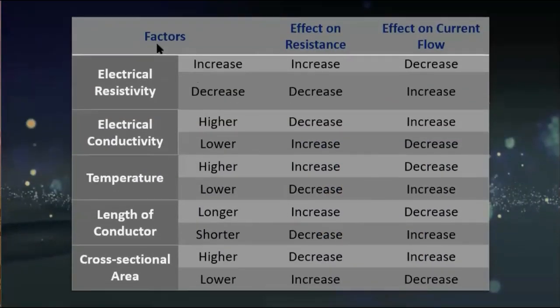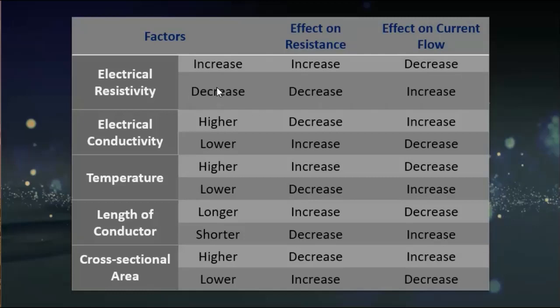And we have here another factor that will affect resistance and current flow. Electrical resistivity and electrical conductivity. It is a fundamental property of a material that quantifies how strongly it resists or conducts electric current. Good conductor, that means low resistance. Bad conductor, that means high resistance. Observe the pattern. If electrical resistivity increases, effect on resistance increases also, and effect on current flow decreases.